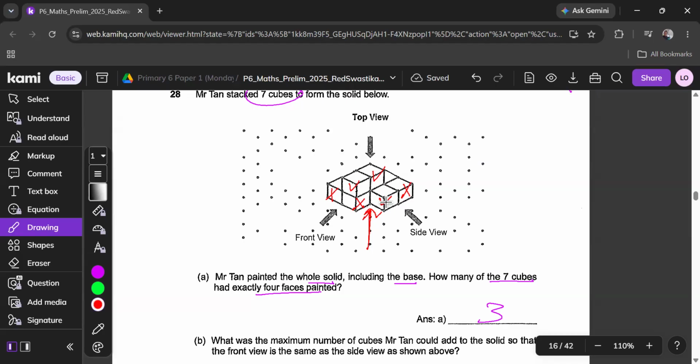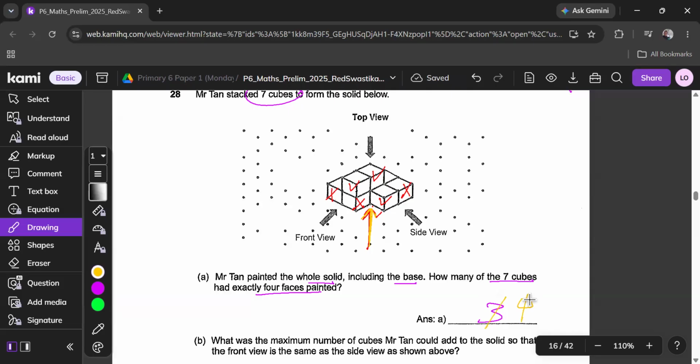Is it correct? Let me see. How many of you get three? Did anyone get three? How many get four? Okay, I think there are four, because over here the bottom cube has how many faces painted? You have the bottom, you have the behind, you have the left side. So that will be three faces painted also. So I think the answer is four.